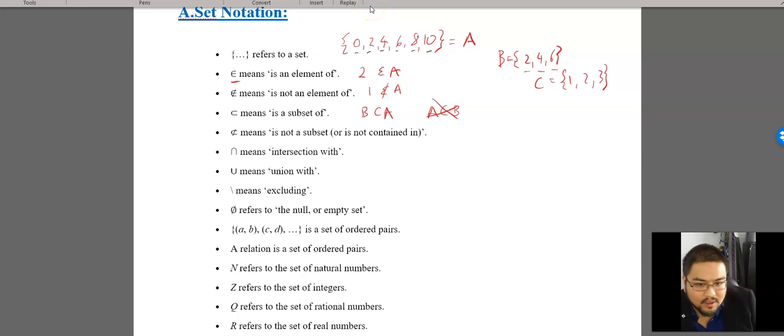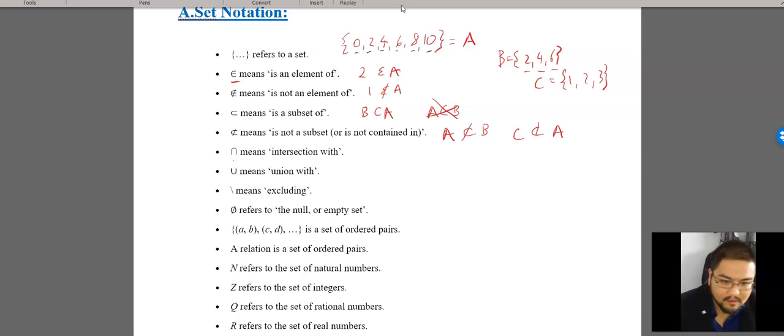If you look at the next one here, it's 'not a subset of', or 'is not contained in'. So you could actually make this statement here. I know I crossed this out, but you could say A is not a subset of B. You could also say C is not a subset of A, because you've got 1, 2, 3 here, and the larger set has only even numbers between 0 and 10.